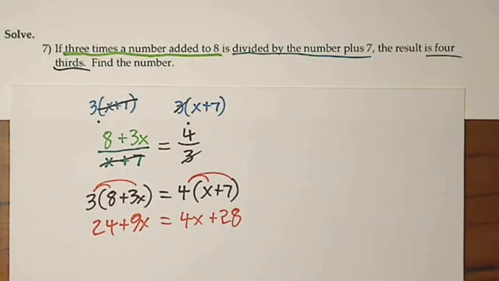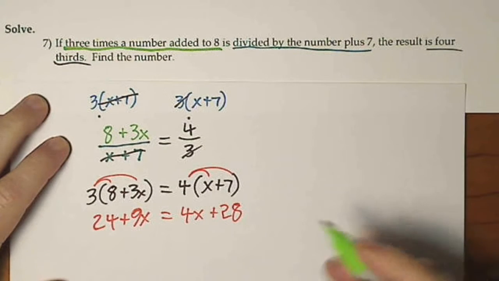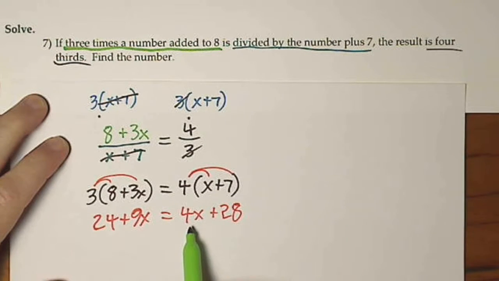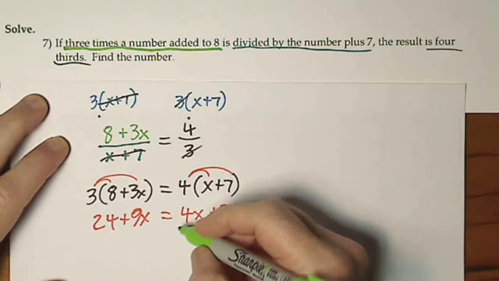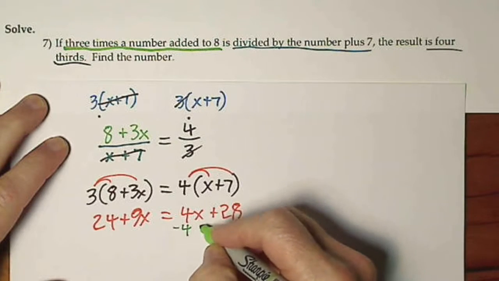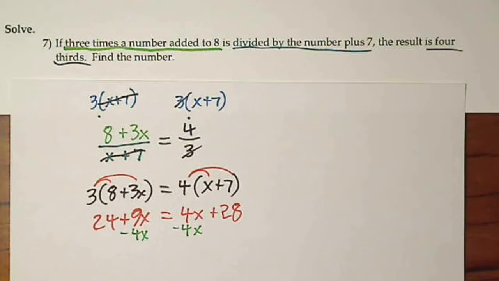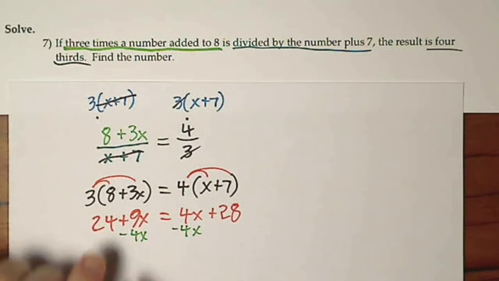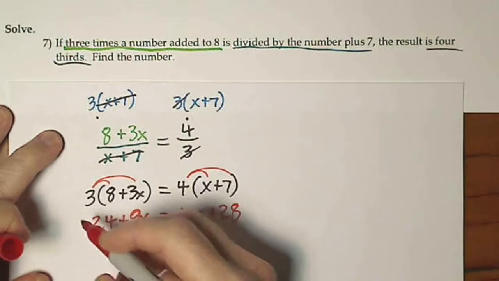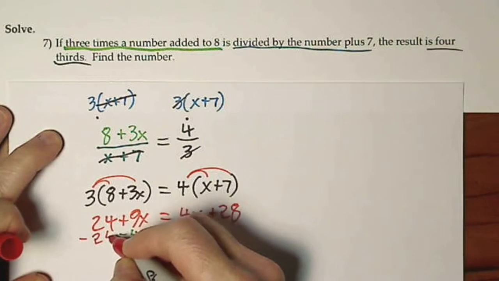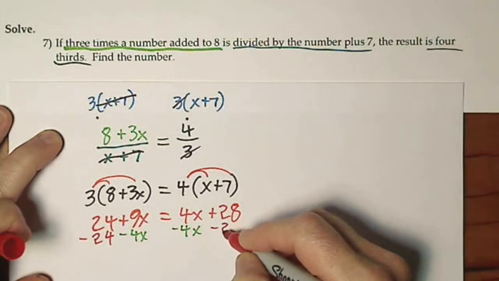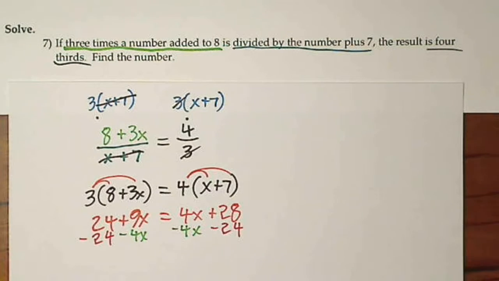usually I solve this in 2 steps, but we're going to speed things up a little. I'm going to get rid of the 4x because that one's smaller than 9x. So I'll say minus 4x, but in the same step I'm going to end up with an x on this side, so I need to get rid of the 24, subtract 24 and subtract 24. So I can do this in one step.